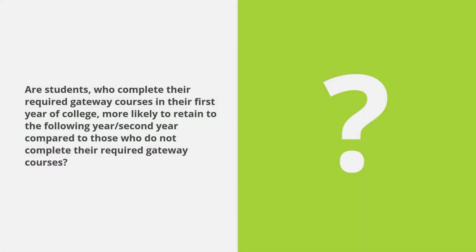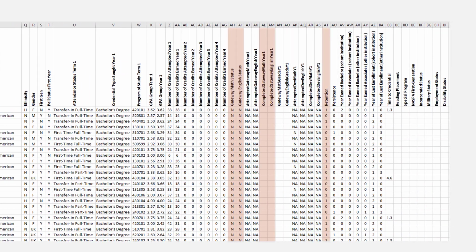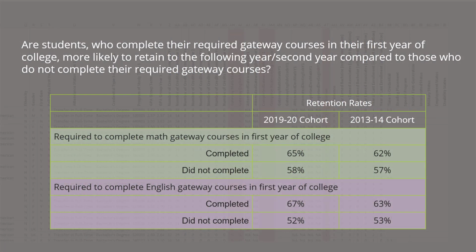The second question that Ram asks is, are students who complete their required Gateway courses in their first year of college more likely to retain in the following year or second year compared to those who do not complete their required Gateway courses? Using the same variables as before, Prakesh adds the retention variable. Prakesh learns that of the 2019-20 cohort, 65% of students who completed their required Math Gateway course in their first year of college retained in the second year. This retention rate is up 3% compared to the 2013-14 cohort.